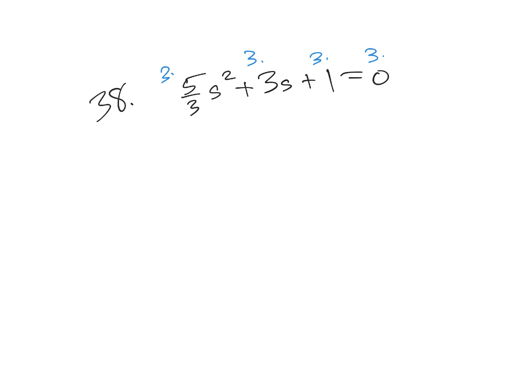How is it the common denominator? It's the only denominator. They're all over 1. So the common denominator is just the 3, okay? And then they reduce out. Oops, sorry, that didn't reduce out. Just the first one. So it's 5s squared plus 9s plus 3 equals 0. All right, now everybody do the quadratic formula.